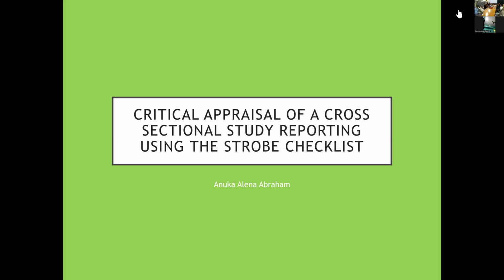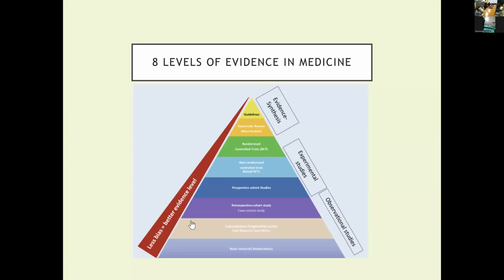I'll be doing a critical appraisal of a cross-sectional study. Today, I'll be using the STROBE checklist, which is a reporting checklist given for observational studies. These are the levels of evidence in medicine. And if you look at observational study, that is the second level from the bottom. So we will be talking today about observational study, one of which is a cross-sectional study.